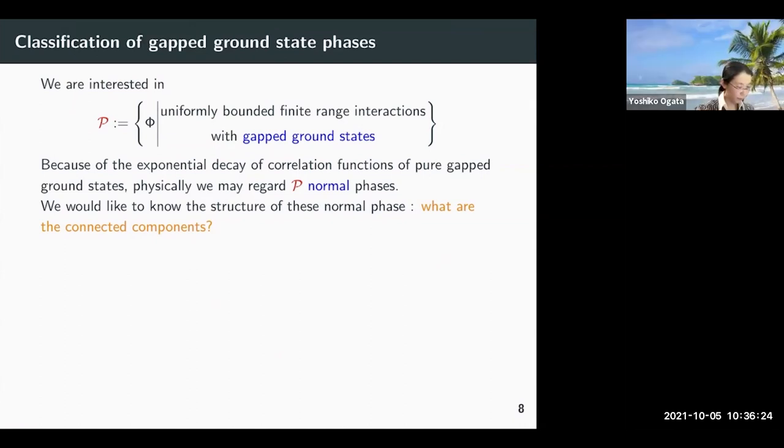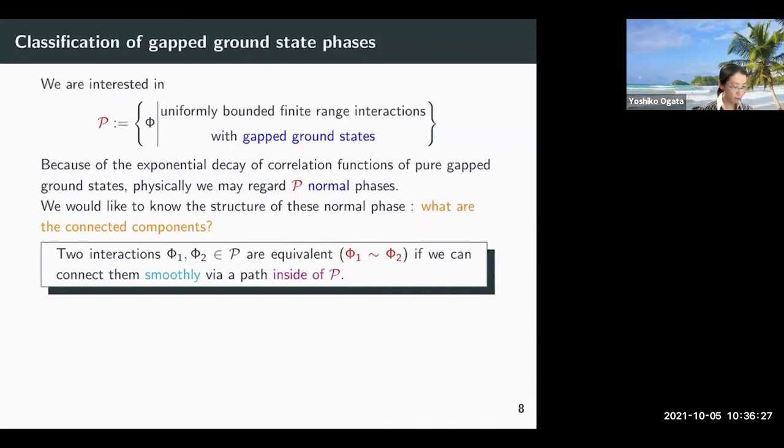Namely, basically, we consider this kind of a classification. So we introduce the following classification, that two interactions, we say they are equivalent if we can connect them smoothly via a path inside of P. I'm writing here smoothly, very roughly, but actually this contains more conditions. As you said, we say that two interactions are equivalent if we manage to connect them in a path inside of here, while the gap on the path should be strictly bounded from below by some strictly positive number.